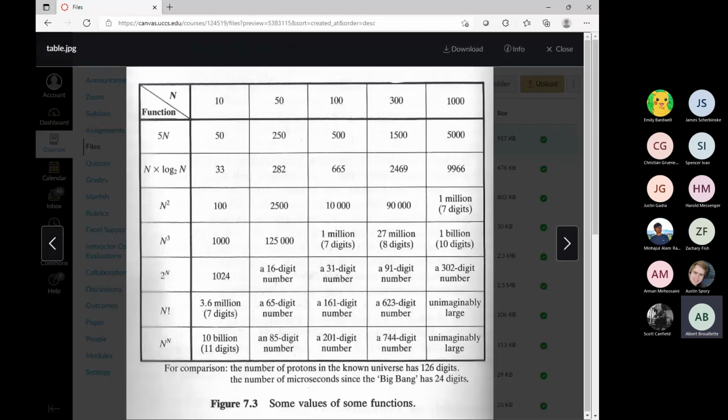N times log n is not all that terrible. It's rising, but not at a very crazy pace. Much better than n squared coming across here, right? A million, 7 digits here compared to like 10,000. N cubed is still, yeah, it's getting up there. That's a pretty big number, right? As you get to 1,000, n squared versus n cubed. And now look at what happens.